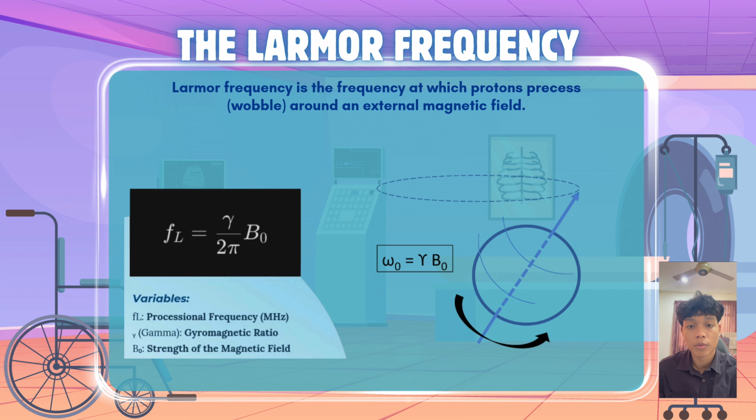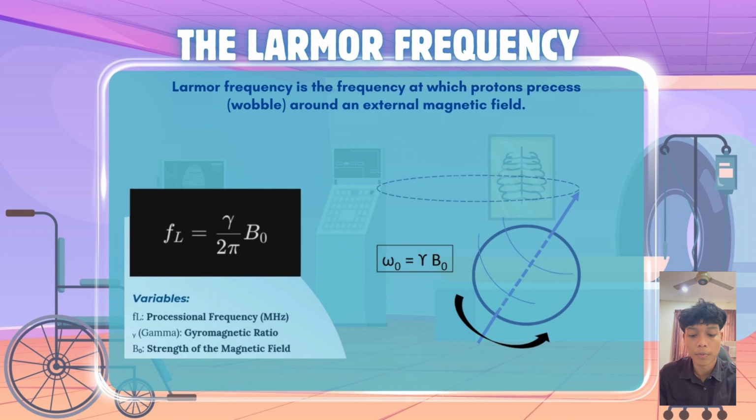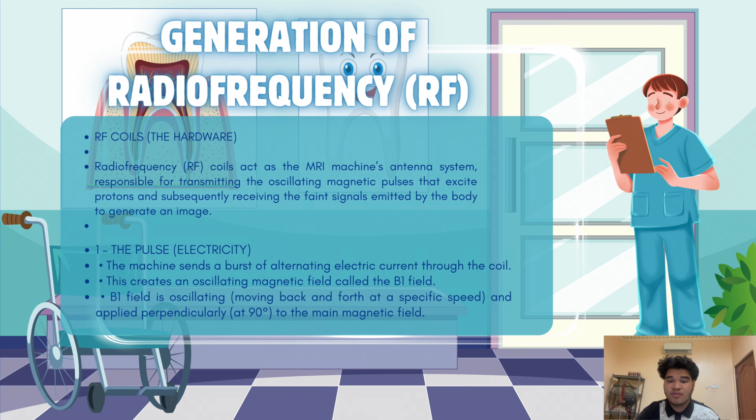Fl equals gamma over 2 pi B0. In this equation, gamma is the gyromagnetic ratio, which is a constant for proton, and B0 is the strength of the magnetic field. This means the Larmor frequency is directly proportional to the magnetic field strength. A strong magnetic field causes the proton to precess faster. The diagram on the right shows how the proton precesses in a circular motion around the direction of the magnetic field.